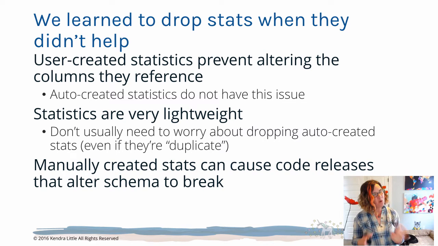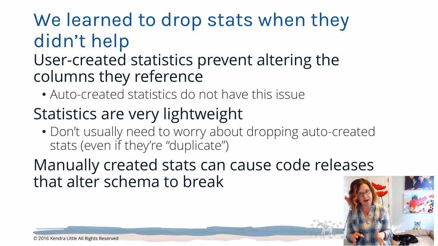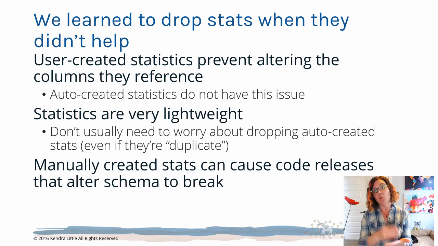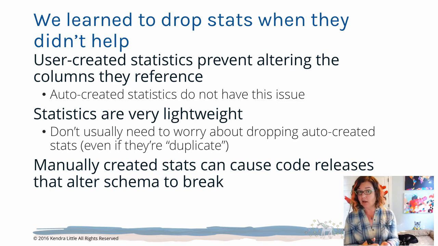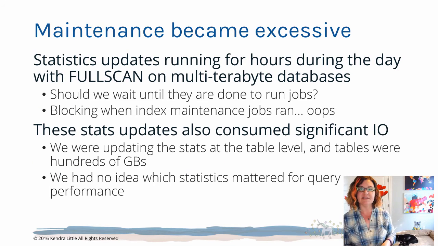So you only want to manually create stats and leave them around if you've got a really good reason to, and you want to make sure that they are checked into the code base, including information on what queries they are helping, so that if people are going to alter the schema, they know, hey, we have to include dropping the statistics in this change.